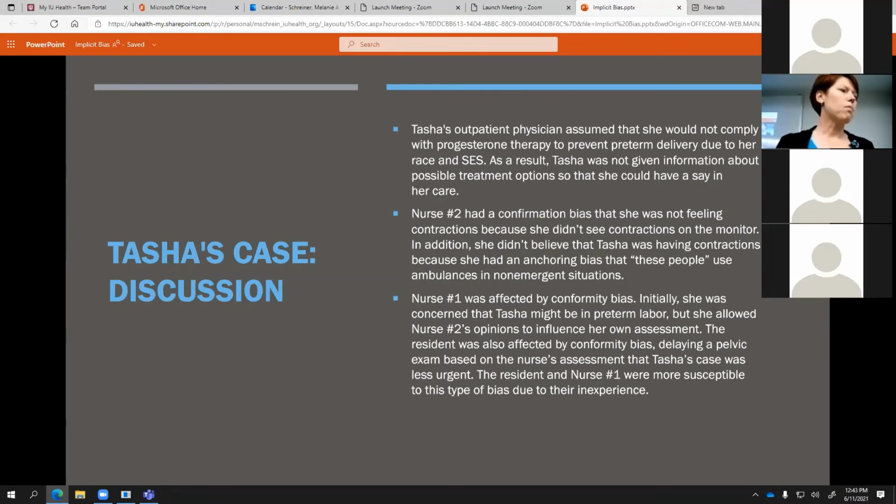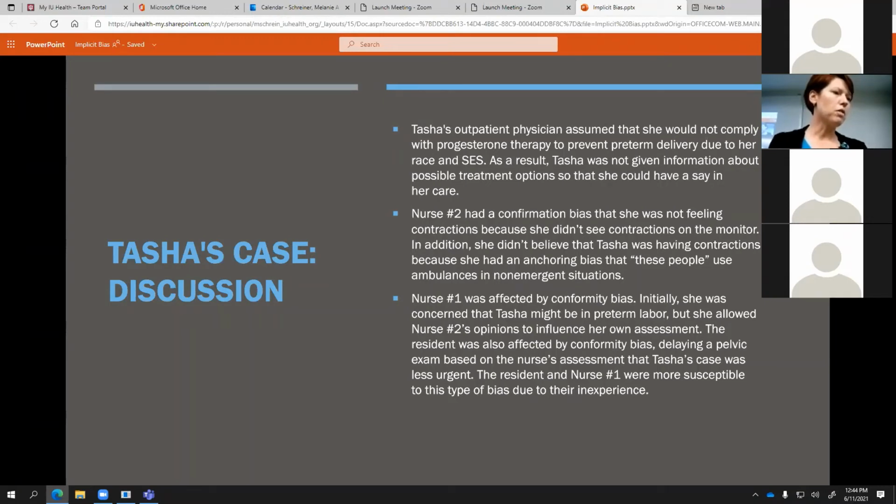So some more discussion. The outpatient physician assumed that she would not comply with her progesterone therapy to prevent a preterm delivery due to her race and socioeconomic status. As a result, she wasn't really even given information, and that was unfortunate. The second nurse had a confirmation bias that she was not feeling contractions because she didn't see contractions on the monitor, but we were at 24 and 4. In addition, she didn't believe that Tasha was having contractions because she had an anchoring bias that these people use ambulances in non-emergent situations. And I know I've heard that statement before in my medical career.